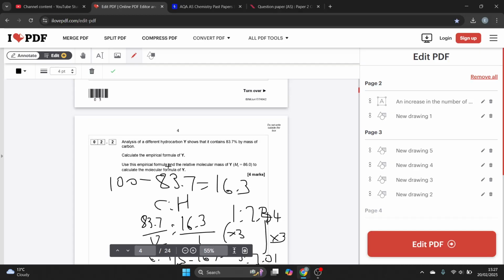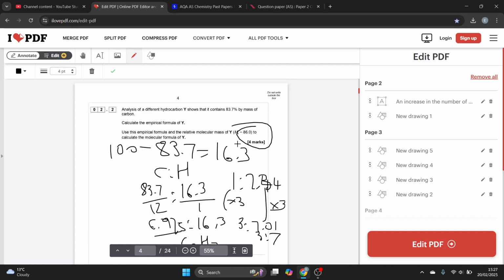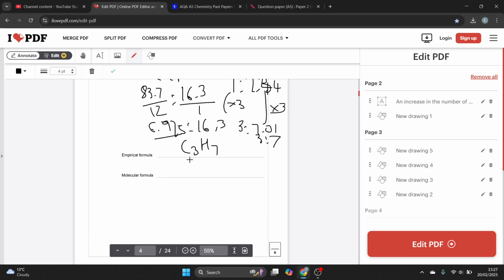Now the molecular formula. Well, the Mr is 86. The Mr of this, 12 times 3 is 36, plus 7 is 43, so I want the Mr to be 86. I'm just timesing it by 2, so C6H14.